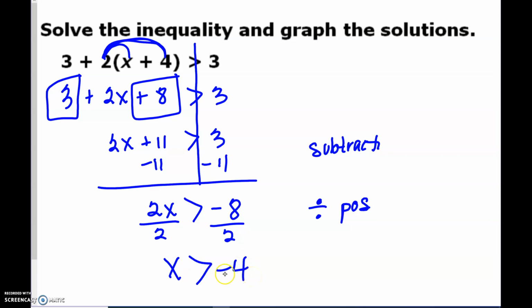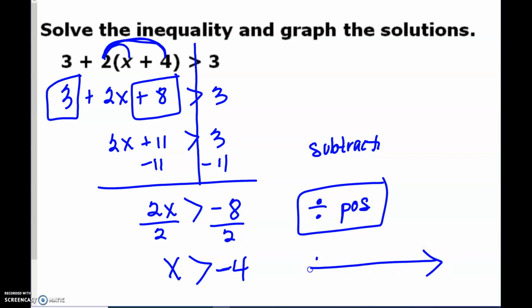Now it has nothing to do with the fact that this answer is negative. It has to do with my action. My action was divide by a positive, so there's no flipping. All right, when I graph this one, there's no line underneath, so that means we're going to have an open circle, and this says any number greater than. I've got my letter first, so when you have your letter first, this will point the way we want it to, and just by reading it, we're talking about any number greater than -4.